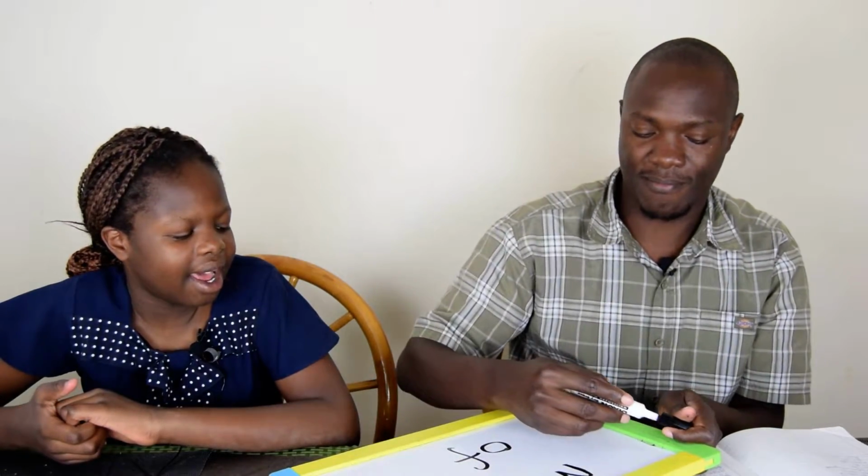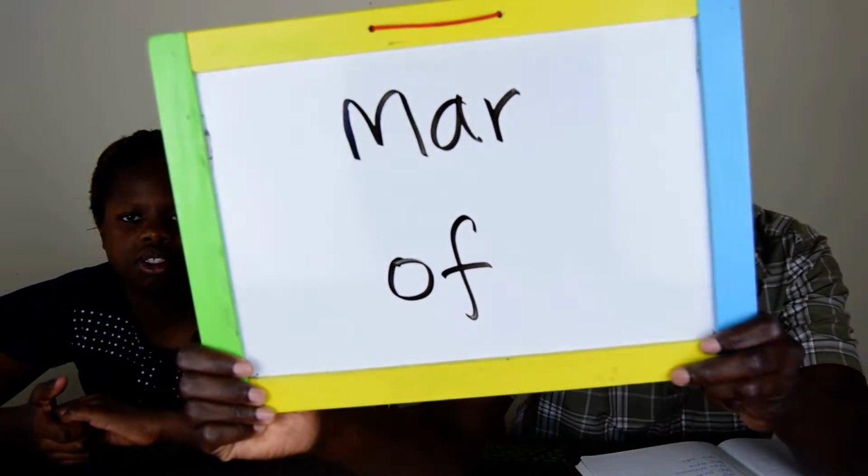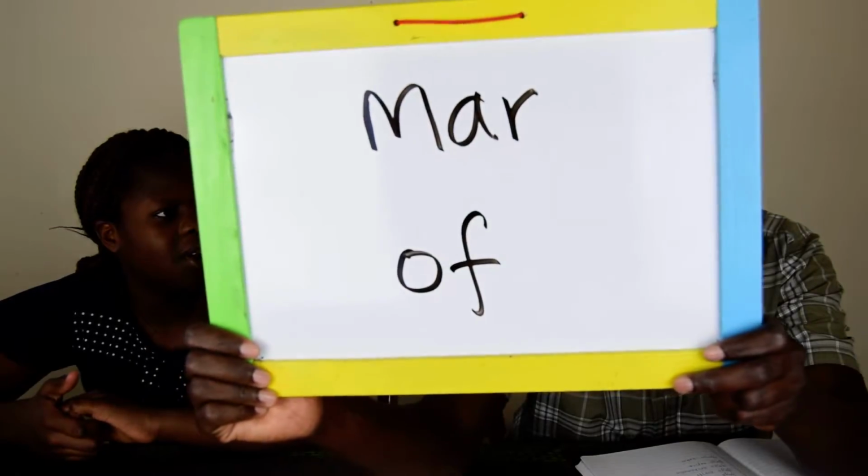Number 6 is mar. Mar means of. Give me a sentence with of. Sentence, quickly. People are waiting out there. She has run out of sentences.